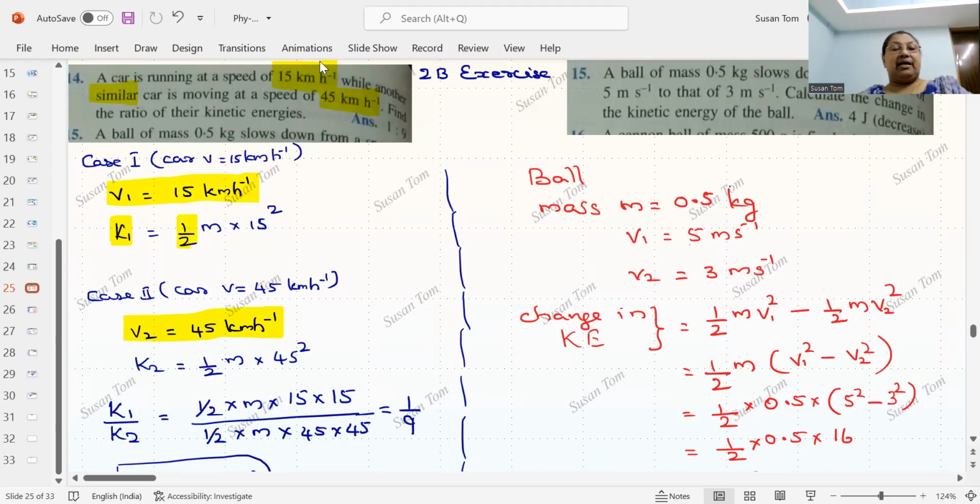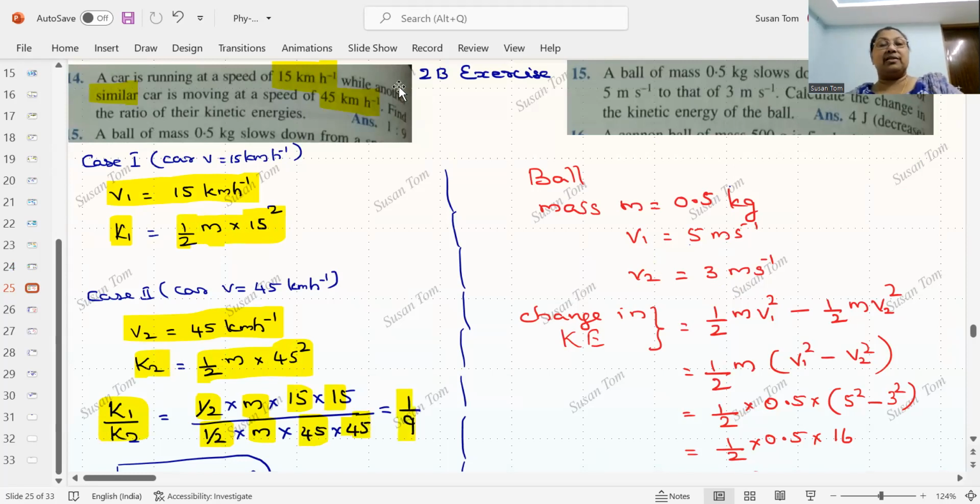So half into M into 15 square, and this is half into M into 45 square. So compare the kinetic energies. K1 by K2 is equal to half M 15 square by half M 45 square. Cutting and cancelling, you'll get 1 by 9, and the ratio is 1:9.